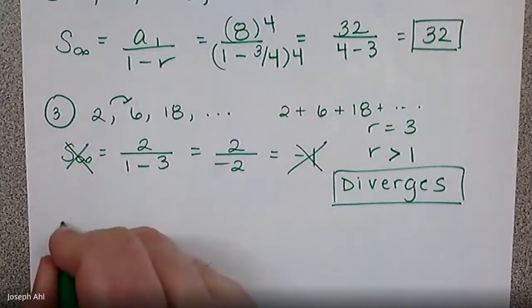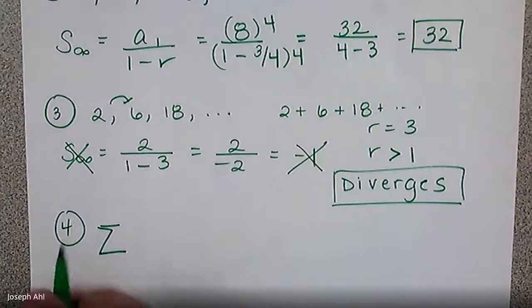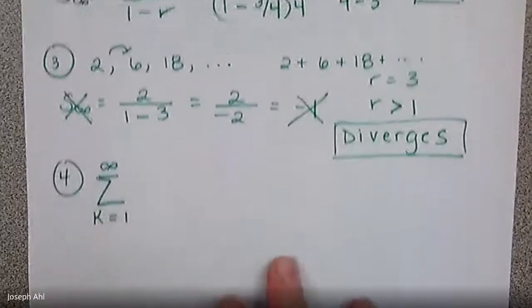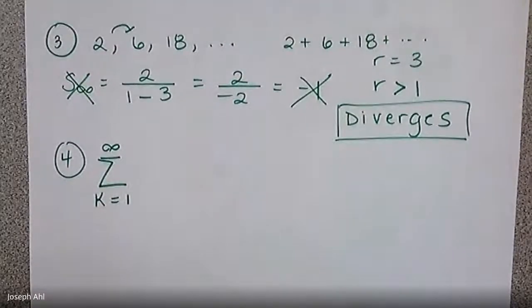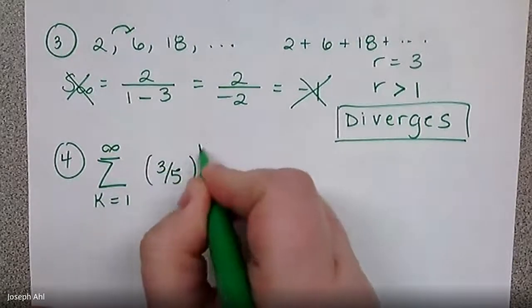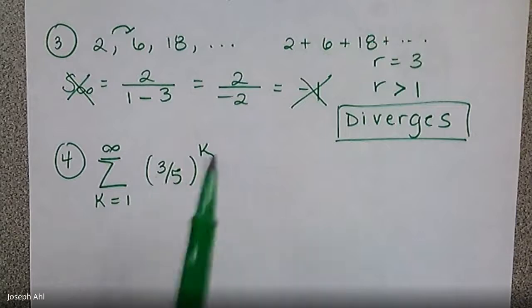Let's bring in some summation notation. You guys should be familiar with this. So the sum from k equals 1 to infinity of the terms (3/5)^k in that series right there. Because of this exponential term, I'm looking at that base of 3/5 and knowing that that ratio is smaller than 1, this series will converge.